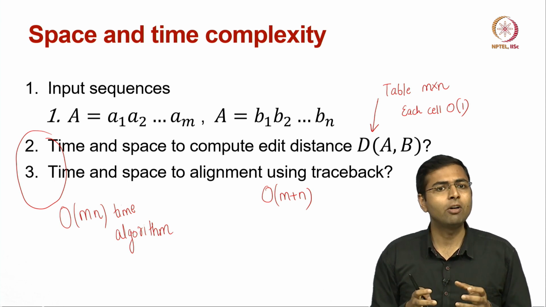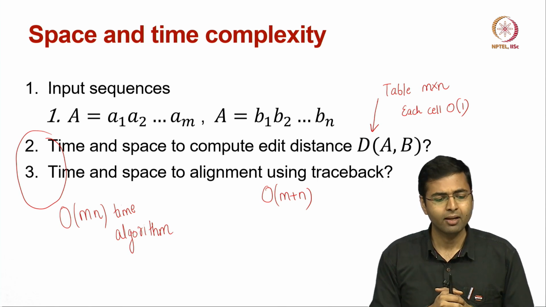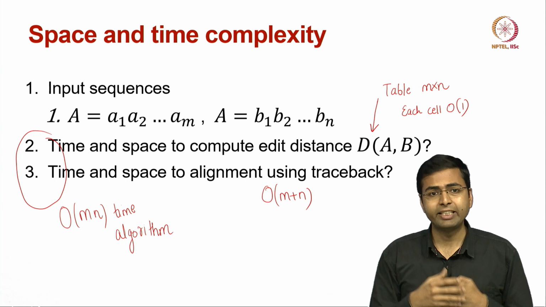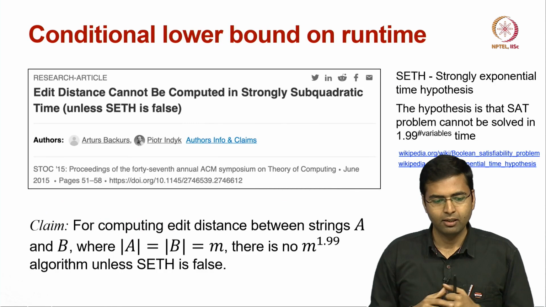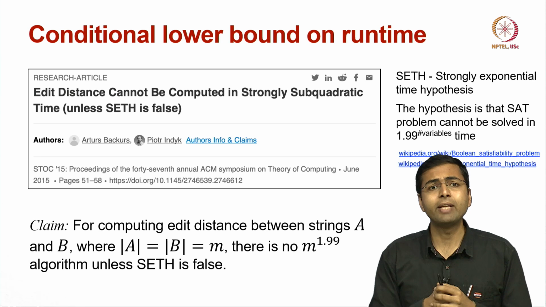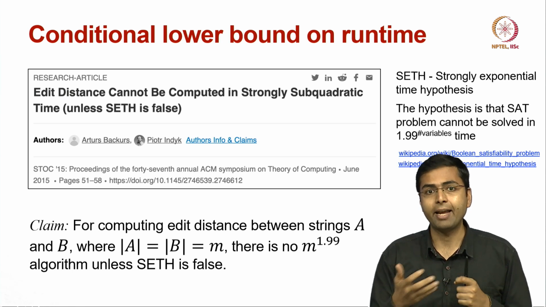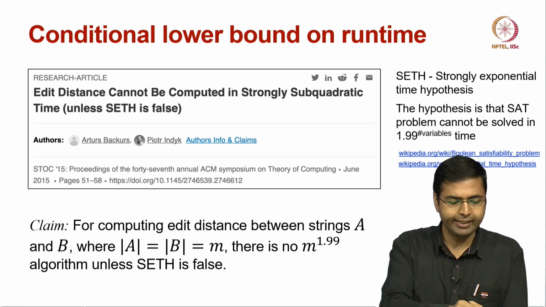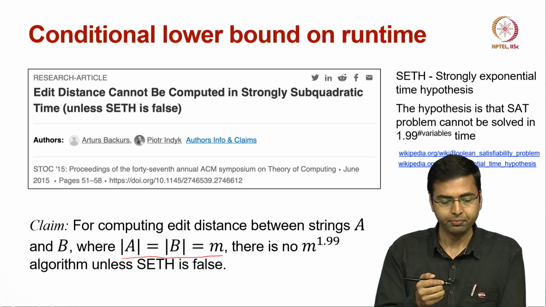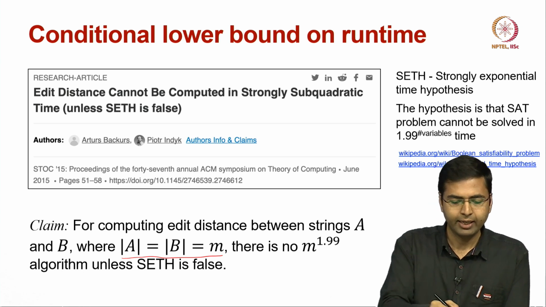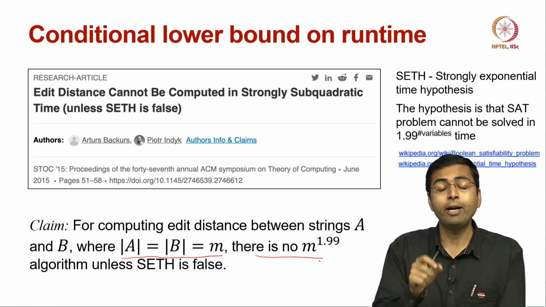Well, this question was open for a long time, whether there exists a faster algorithm for solving edit distance or not. And one evidence was given very recently that it is very unlikely that a faster algorithm exists. This came from a theoretical computer science paper in which the authors proved that edit distance cannot be computed in strongly subquadratic time. That is, if sequence A is of length m and sequence B is of length m, then there is no m raised to power 1.99 algorithm that can solve the edit distance between A and B.